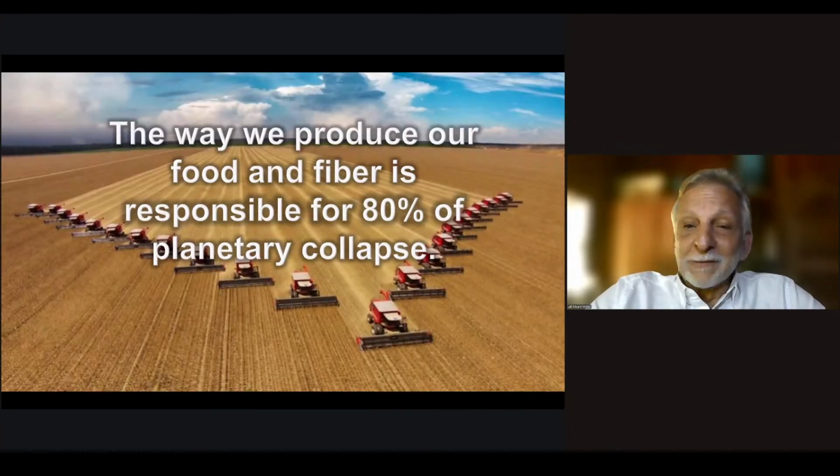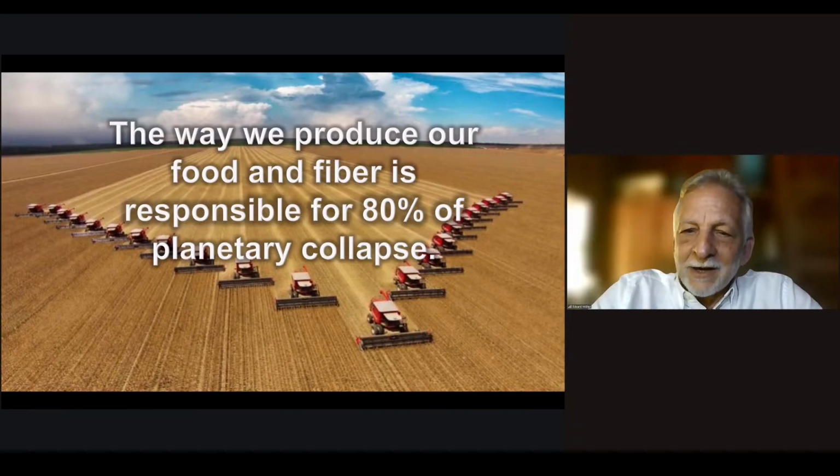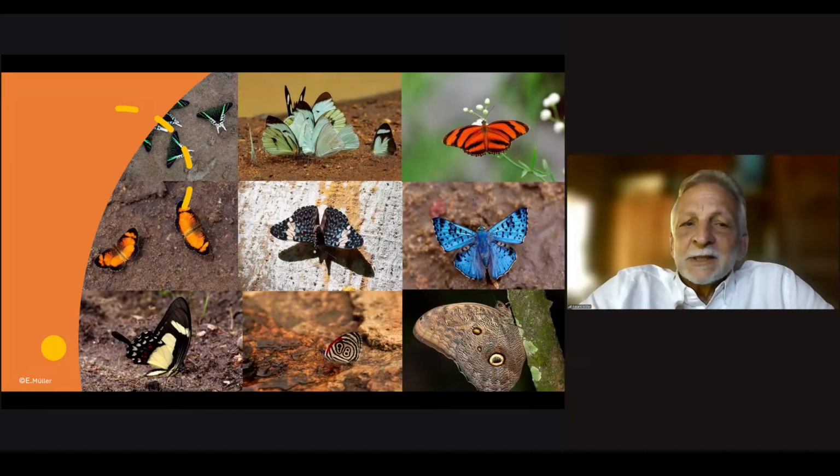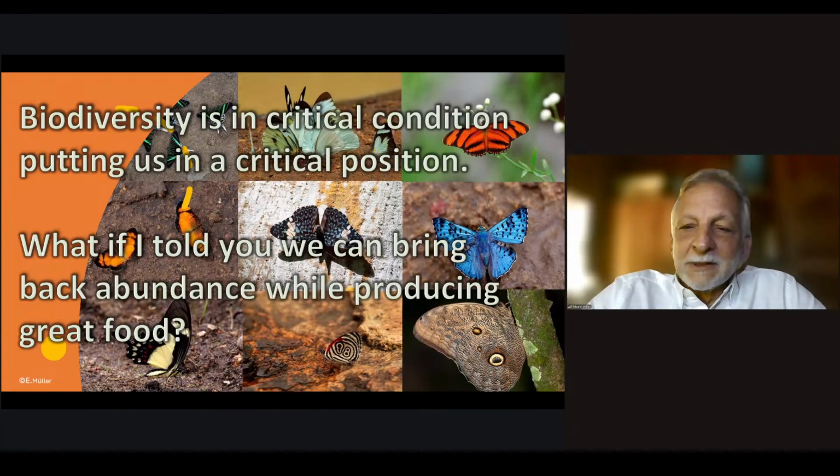And the way we produce our food and fiber is responsible for 80% of planetary collapse. So yes, agriculture and the way we produce food and fiber are the solutions. They are the cause, but they're the solutions. Biodiversity is at a critical condition. It's putting us in a very critical position. What if I told you we can bring back abundance while producing great food?